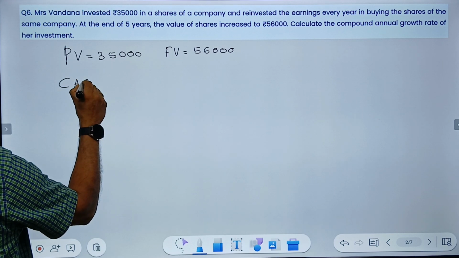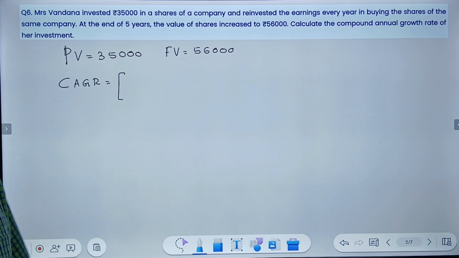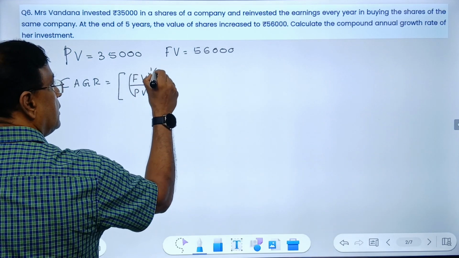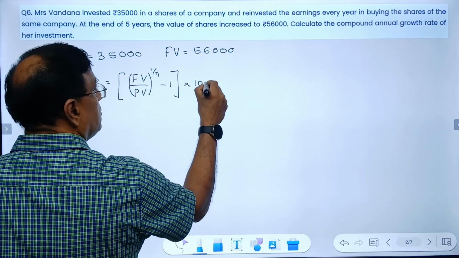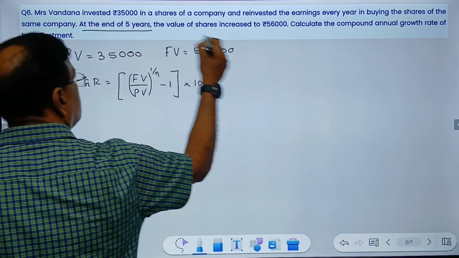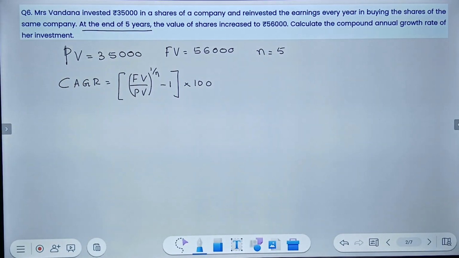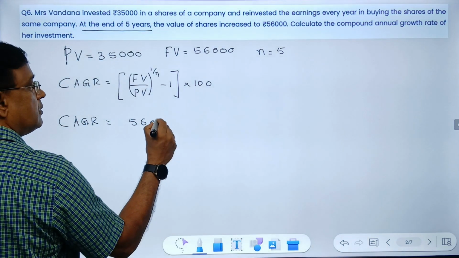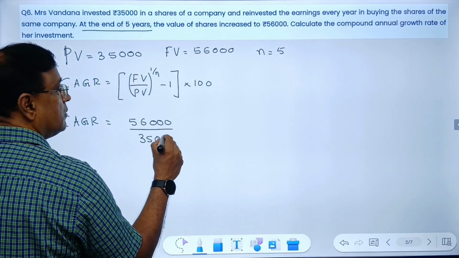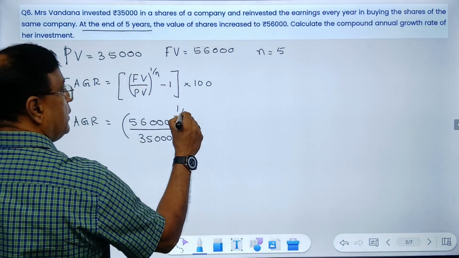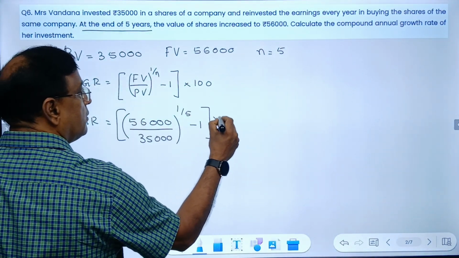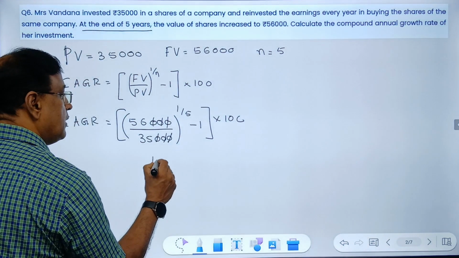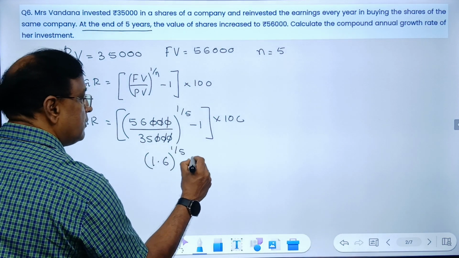The CAGR formula is: future value by present value, whole power 1 by n, minus 1, into 100. At the end of 5 years, so the number of years is 5, from the beginning to the end of 5 years. So CAGR will be 56,000 divided by 35,000, the whole power 1 by 5, minus 1, into 100. They get cancelled, and if I simplify, I will be getting 1.6. 1.6 whole power 1 by 5 minus 1.